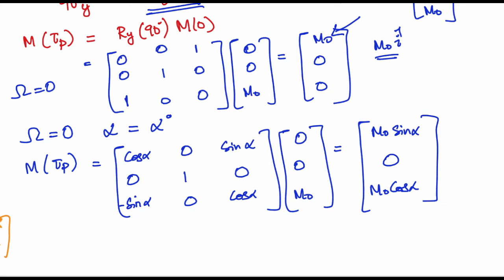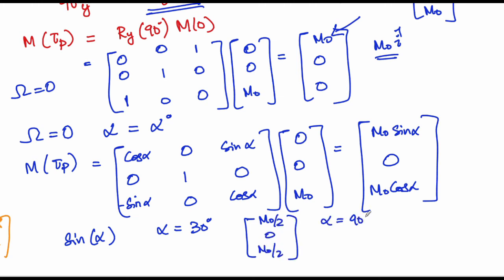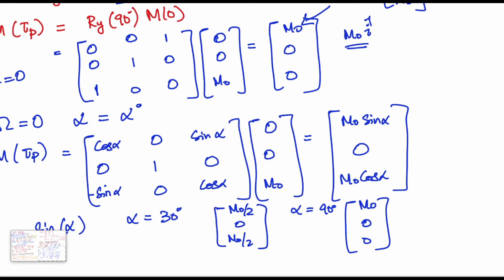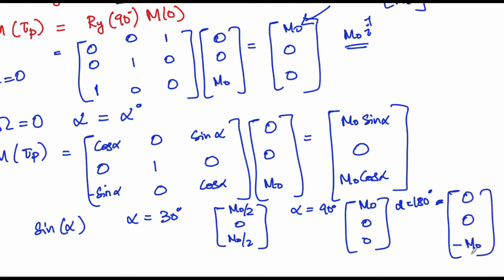You started from the z-axis and now you are ending up along the x-axis with a magnitude given by sin alpha, and you still have some magnetization along the z-axis if alpha is not 90, right? So 90 or even 270 for that matter. If you apply something like a 30 degree pulse and alpha equal to 30, you have something of the sort m naught by 2, 0 and m naught by 2. If you apply a 90 degree pulse, then you have m naught, 0, 0. On the other hand, let's say you apply a 180 degree pulse, then the magnetization would be 0, 0 minus m naught, meaning that you have achieved inversion.